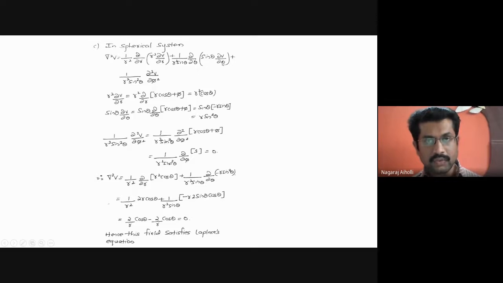That is sine theta ∂V/∂θ. Here we have got it as minus R sine square theta. So it is minus R sine square theta. Then again, find the differentiation here. 1 upon R square, differentiation of R square cos theta. So it is cos theta into 2R, or 2R cos theta, plus 1 upon R square sine theta.